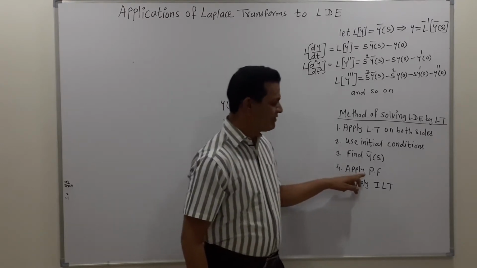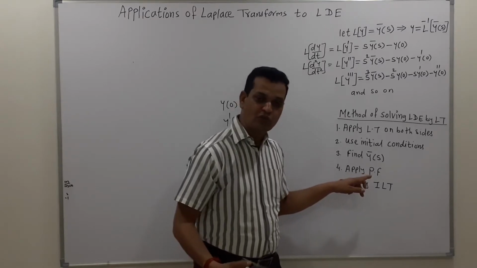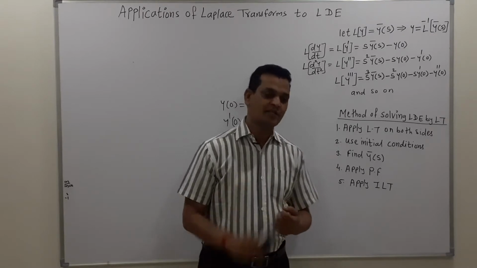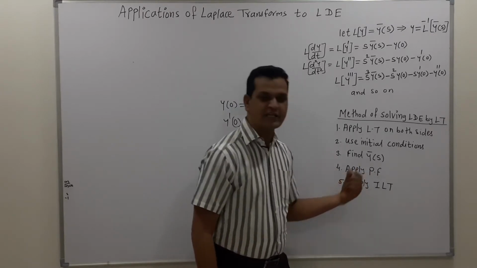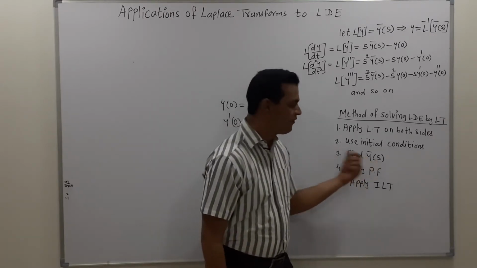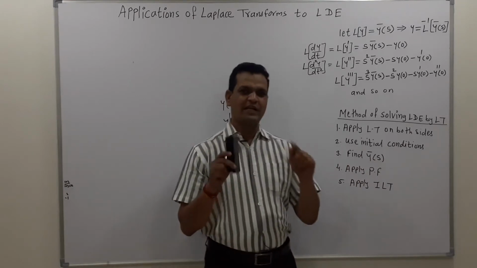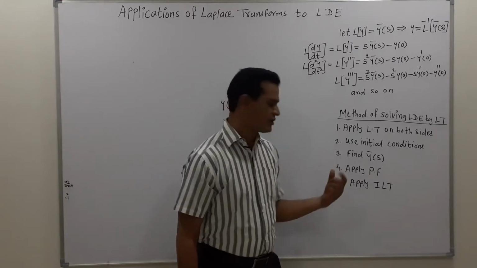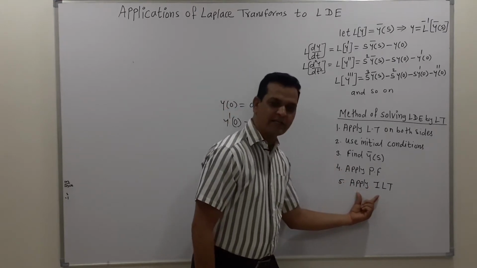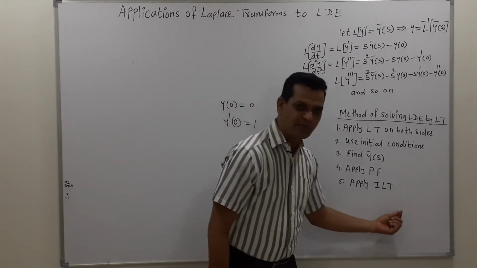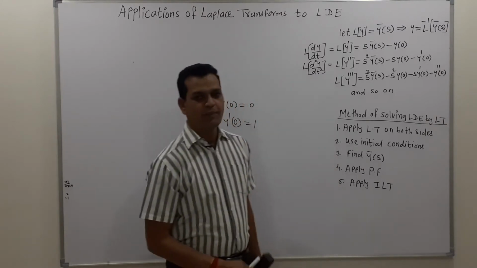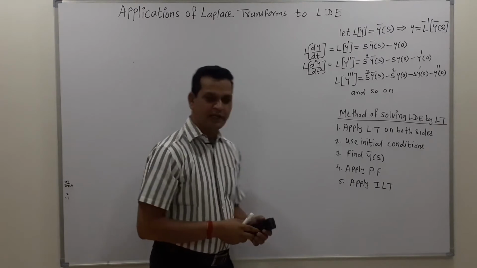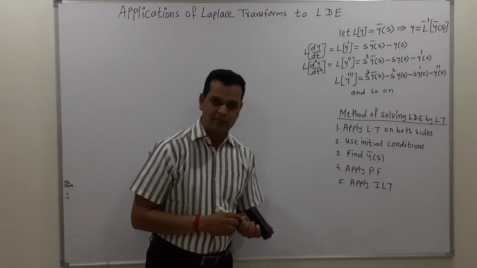Here it is always possible for us to apply the convolution theorem or standard results also, but in this video lecture we are discussing the partial fraction concept for finding the value of y bar of s, so that after applying partial fractions we get the standard form for inverse Laplace transformation. Then finally apply the concept of inverse Laplace transformation. These are the 5 important steps for solving examples based on linear differential equations by Laplace transformation.